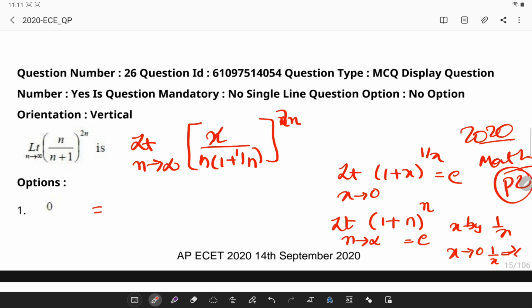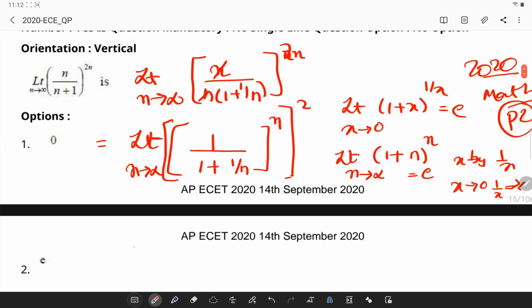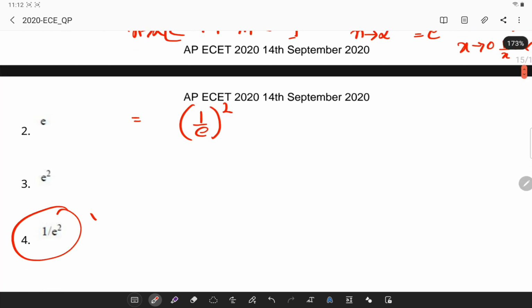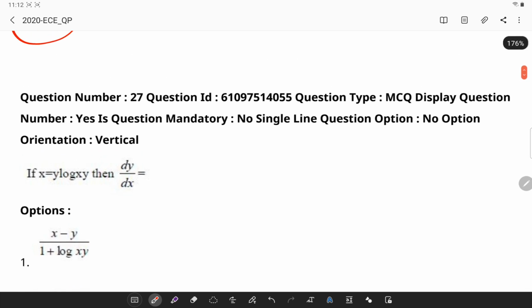So if I take that here, I'll be left with limit n tends to infinity 1 by (1 plus 1 by n) whole power n, power 2. So this is simply nothing but (1 by e) whole power 2. So we are left with the answer 1 by e square. Now let's get back to the next question.